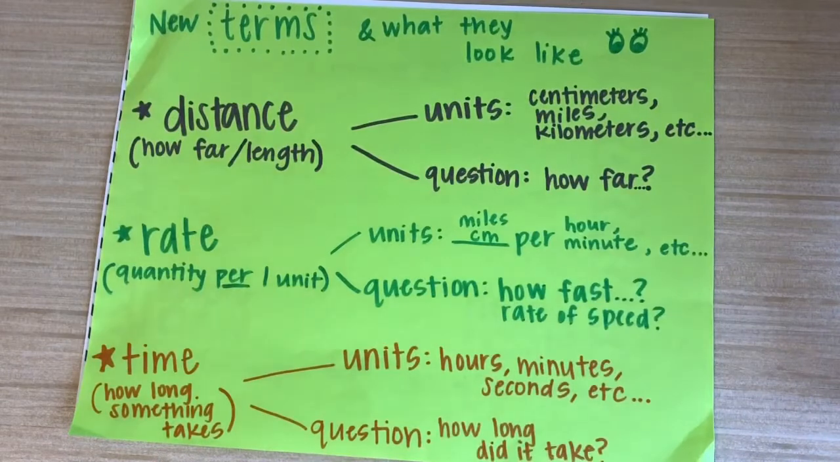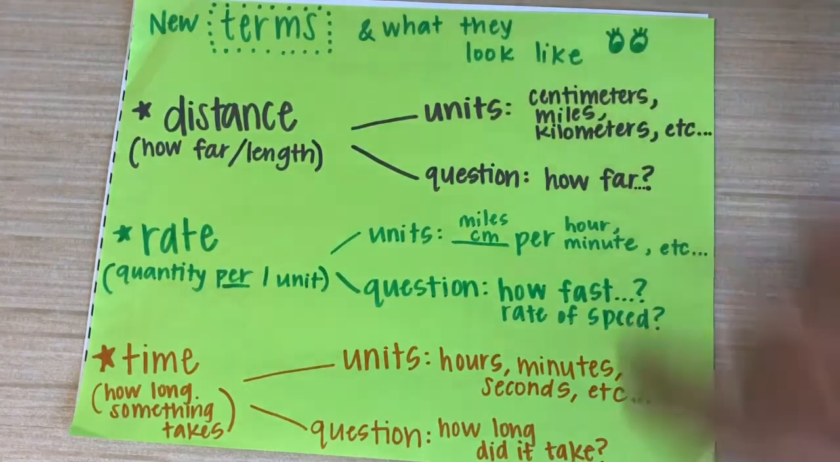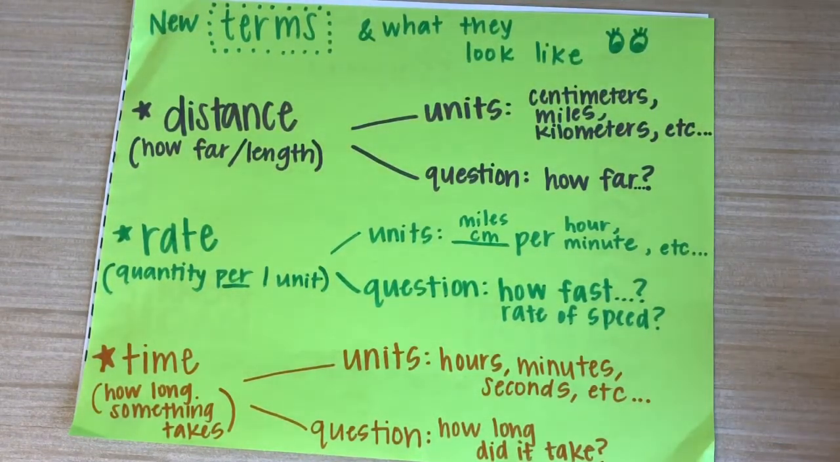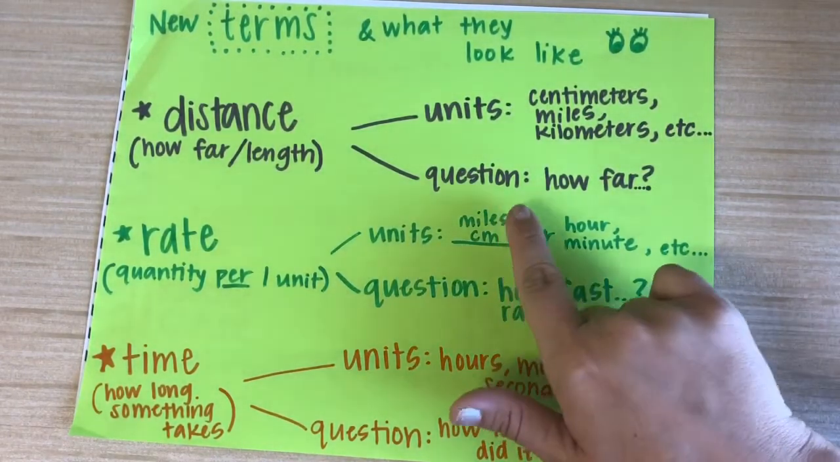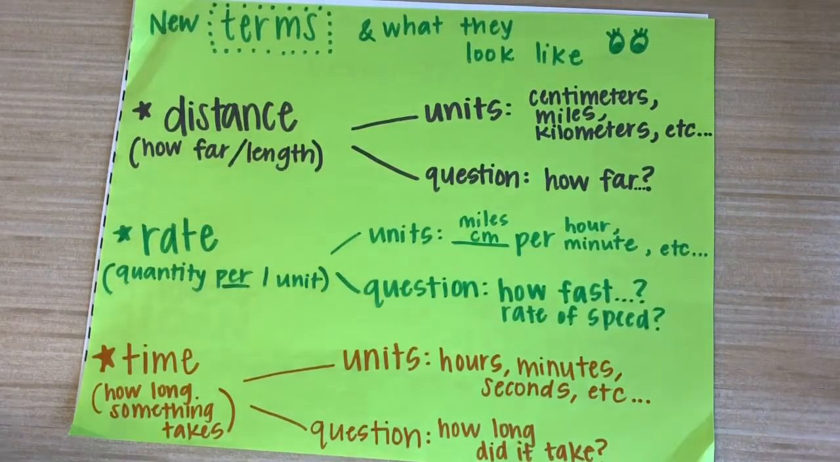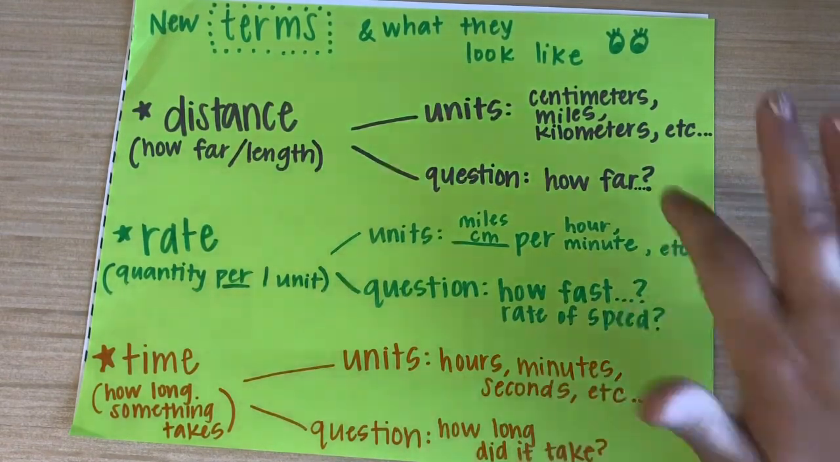So the first one is distance. Distance means how far or the length of something. Some units that might be measured in include centimeters, miles, kilometers. There's more. Anything that involves measuring the length of something. And a question for distance would look like how far. So how far did the car travel? How far did the animal move? Something like that. But those are some keywords.